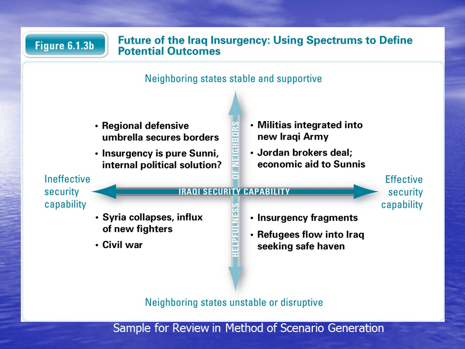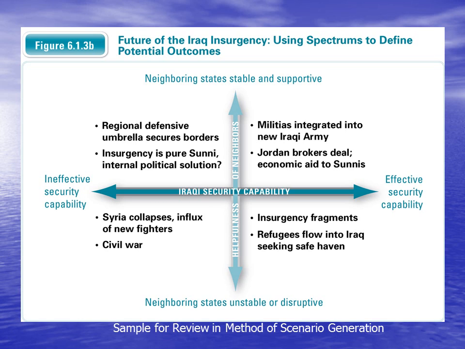And here's one where we actually put in some of the scenarios. We have the 2 drivers that we're using. In this case, this involves the future of the Iraq insurgency, using spectrums to define potential outcomes, in other words, outcomes or scenario generation. Our drivers are Iraqi security capability on the X-axis and the helpfulness of neighbors on the Y-axis. Then you would go into each one of the quadrants and base your scenario generation on what you see there.